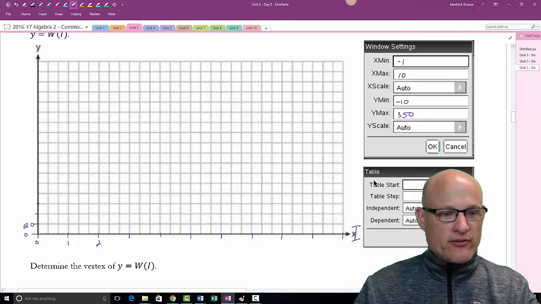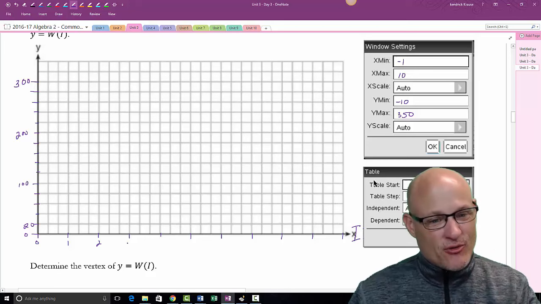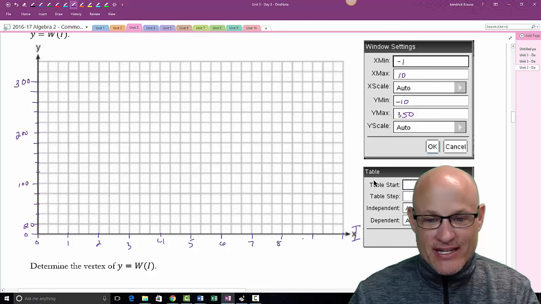And then 40, 60, 80, 100, 120, 140, 160, 180, 200, 220, 240, 260, 280, 300. Do you see how I'm going to make a nice big graph? I'm using the whole piece of paper that I've been given. So 3, 4, 5, 6, 7, 8, 9.